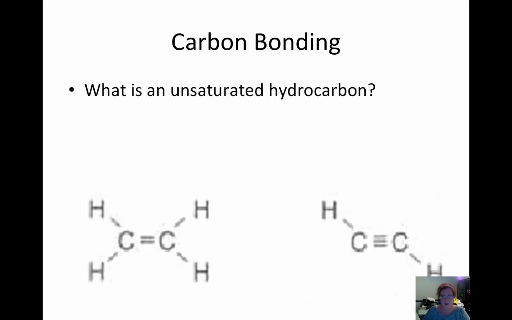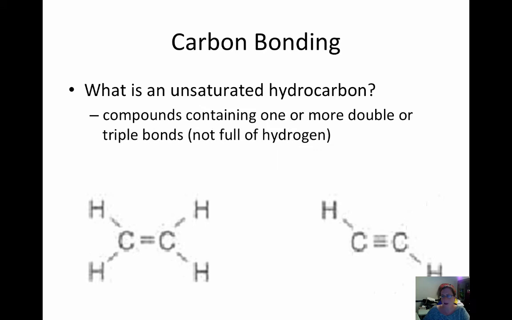Unsaturated hydrocarbon is when you have either a double or a triple bond. So it's not full of hydrogen. Okay? When it was saturated, there's only single bonds and all hydrogens around. And in an unsaturated, you have a double or triple bond between the carbons.